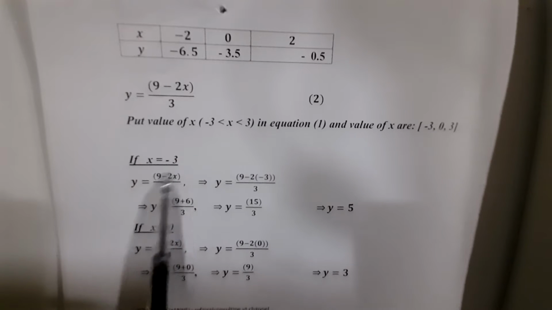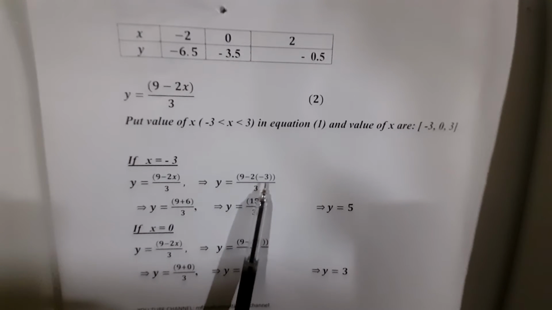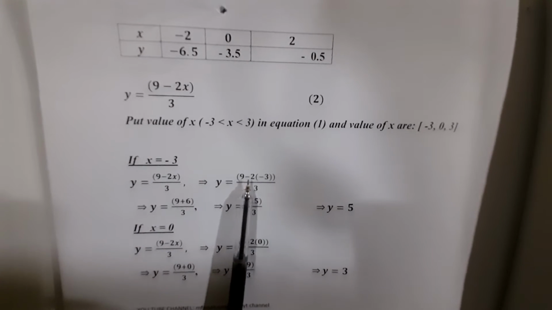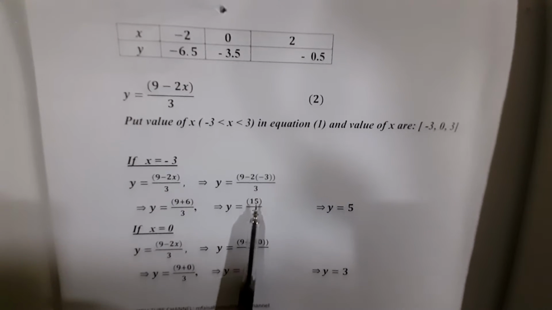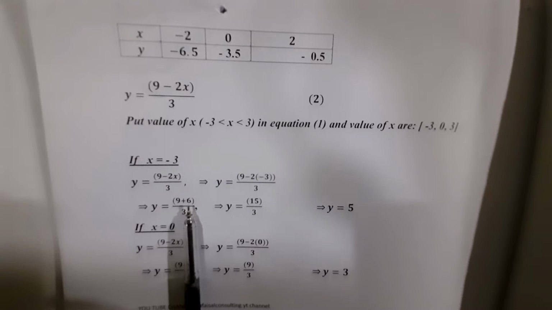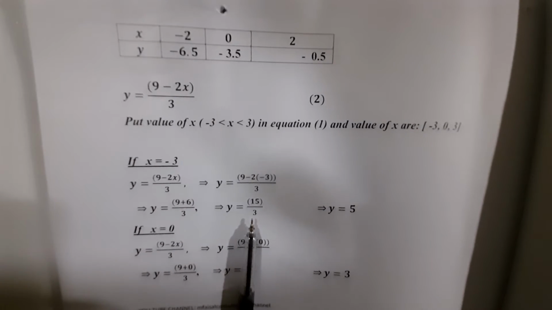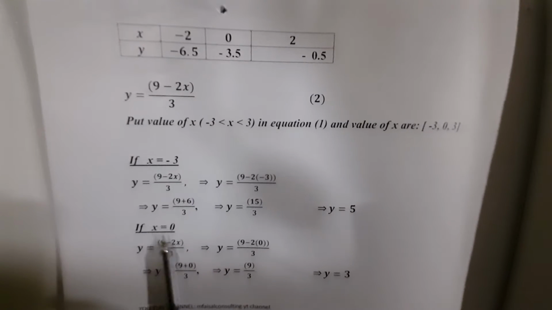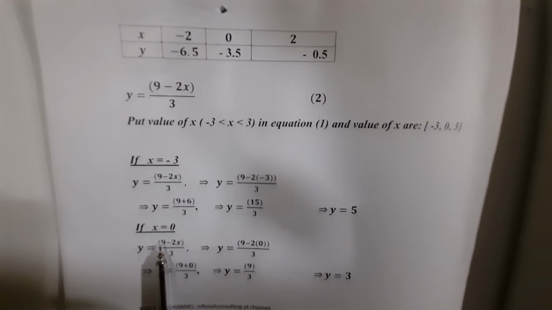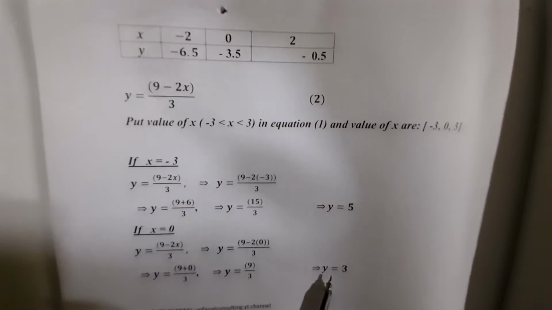So if x is equal to minus 3, put the value of x in the equation: 9 minus 2 times minus 3. When minus 2 and minus 3 are multiplied, it becomes plus 6. So 9 plus 6 is 15, 15 divided by 3, since 3 was in the denominator. So y is equal to 5. Then x was 0, so 9 divided by 3, y is equal to 3.